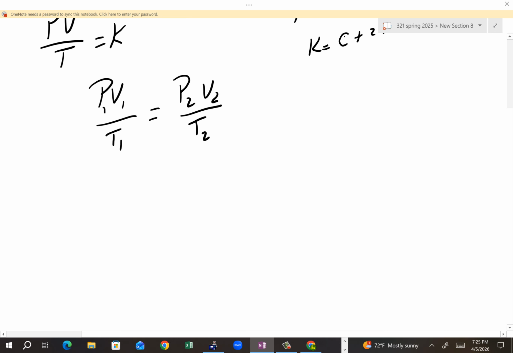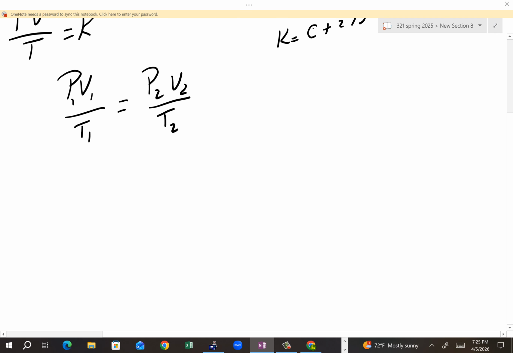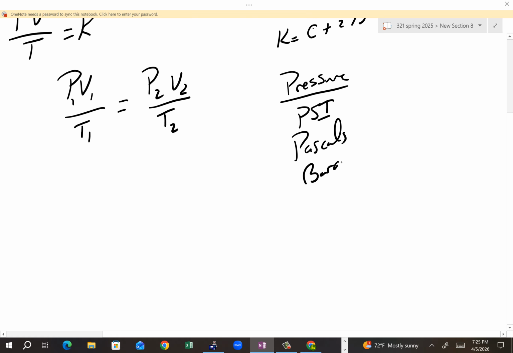Now, a couple things to think about. What is pressure measured in? What is volume measured in? It doesn't really matter, as long as you use the same units on both sides. For pressure, some common units are PSI, pounds per square inch, pascals, bars, kilopascals, etc. Those are all pretty common units for pressure. For volume, you could use cubic meters, liters, cubic centimeters, or cc's, or cubic feet too. It wouldn't make any difference as long as it's the same on both sides.